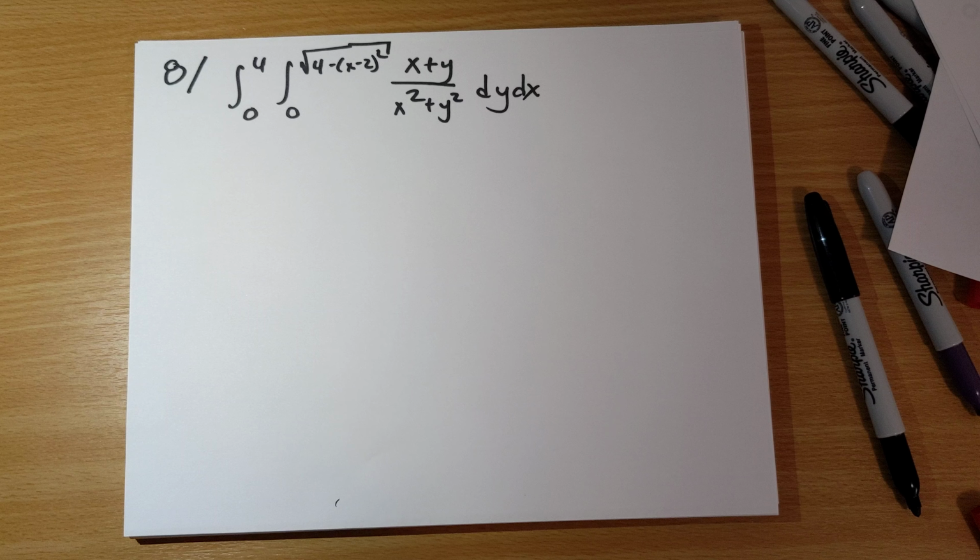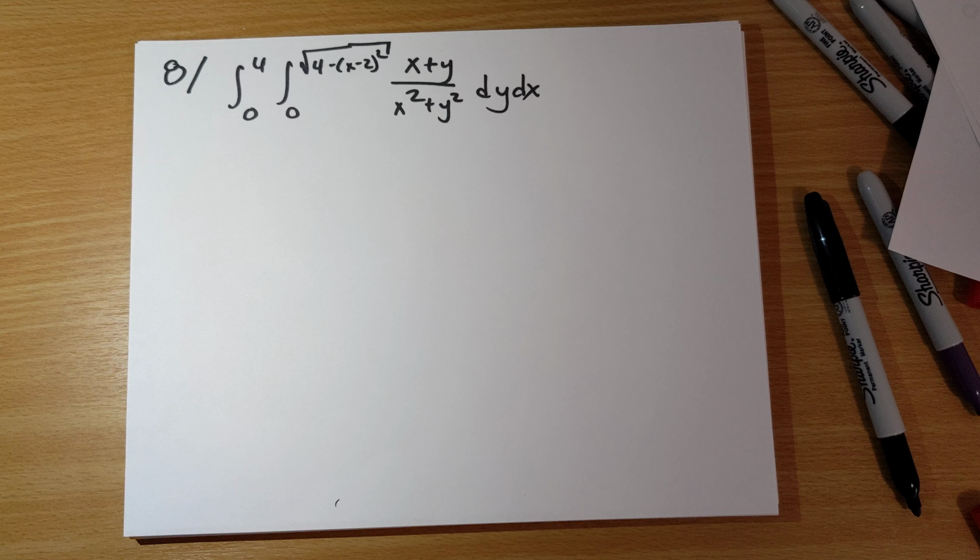Problem number 8. Change this Cartesian integral into an equivalent polar integral and then evaluate. Okay, what are our bounds here? X runs from 0 to 4. Y runs from 0 to the square root of 4 minus (x minus 2) quantity squared.